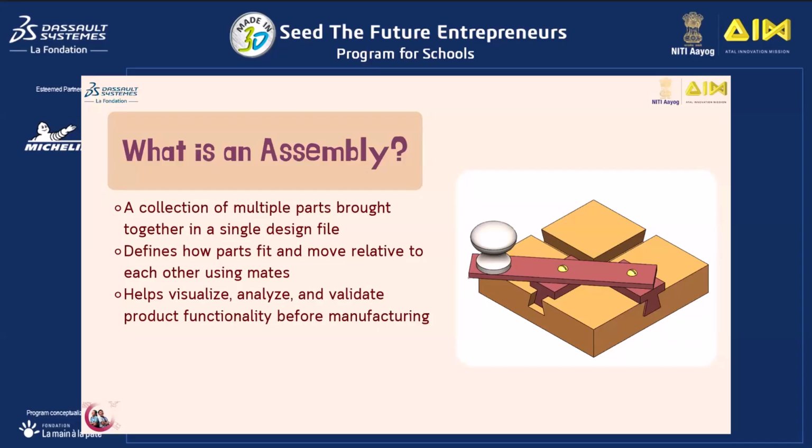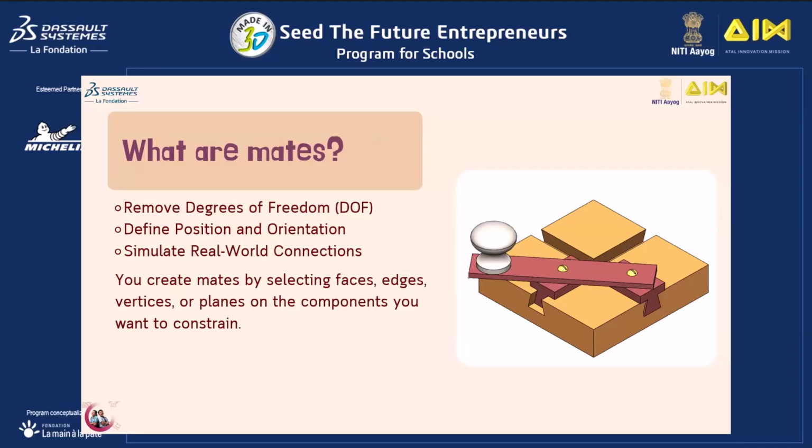As I mentioned, how the parts will move according to each other is defined using some rules which are called mates. So let's see what mates are. Mates are used to remove degrees of freedom. Any component in the real world can move in X, Y, and Z directions, and similarly it can rotate about its relative axes X, Y, and Z. Suppose I want something to move in only one direction, say the X direction. I can constrain its movement in the Y and Z directions so that it will only move in the X direction. Similarly, we can arrange multiple parts and remove their degrees of freedom.